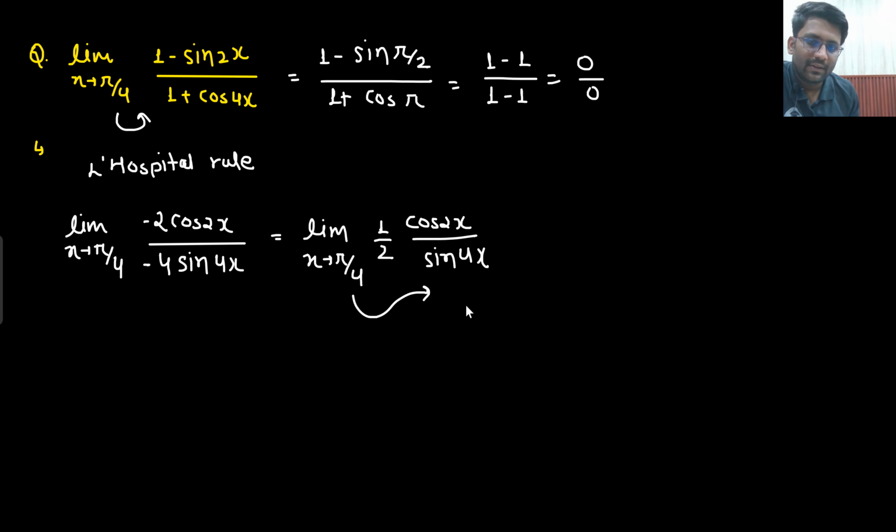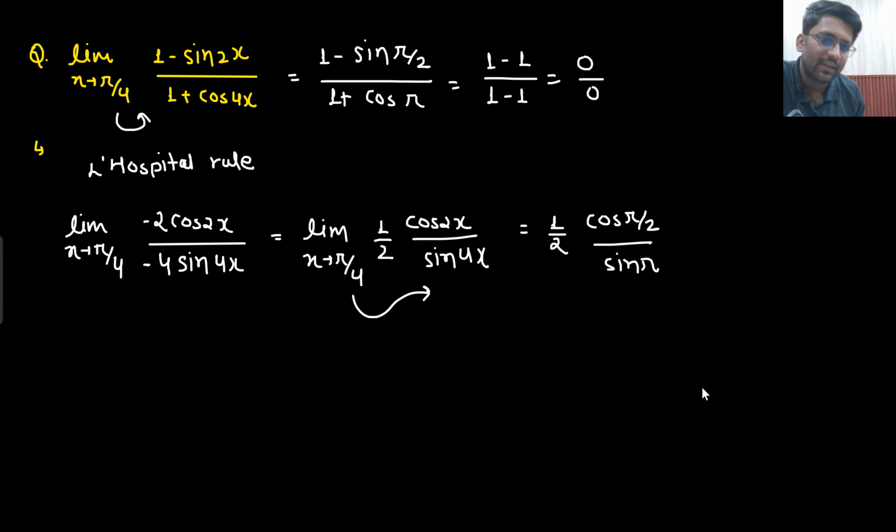Again you put the limit. What will you get? 1 by 2 as it is, cos pi by 2 divided by sine pi. Again what are you getting? What is cos pi by 2? Cos pi by 2 is 0, right? And what is sine pi? That is also 0. So again 0 by 0 form you are getting. That means again you need to apply L'Hopital rule.